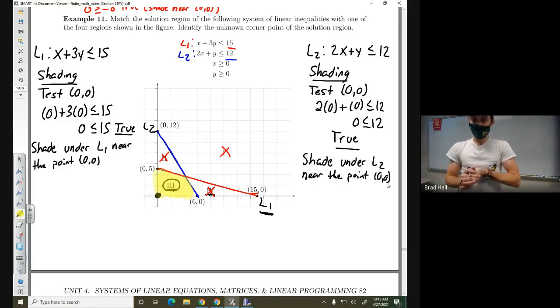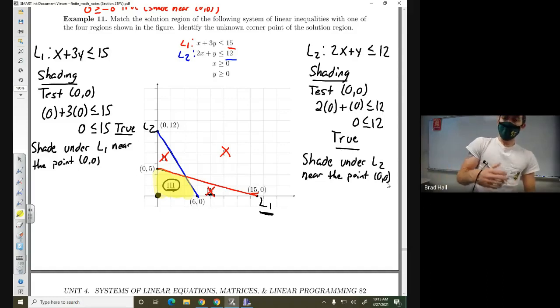But we're not done. They ask for one more thing. They also want us to identify the unknown corner point of the solution region. Now, what's a corner point? So our region was region 3, which is highlighted here. This region has 4 vertices or 4 points that pretty much comprise its geometry.